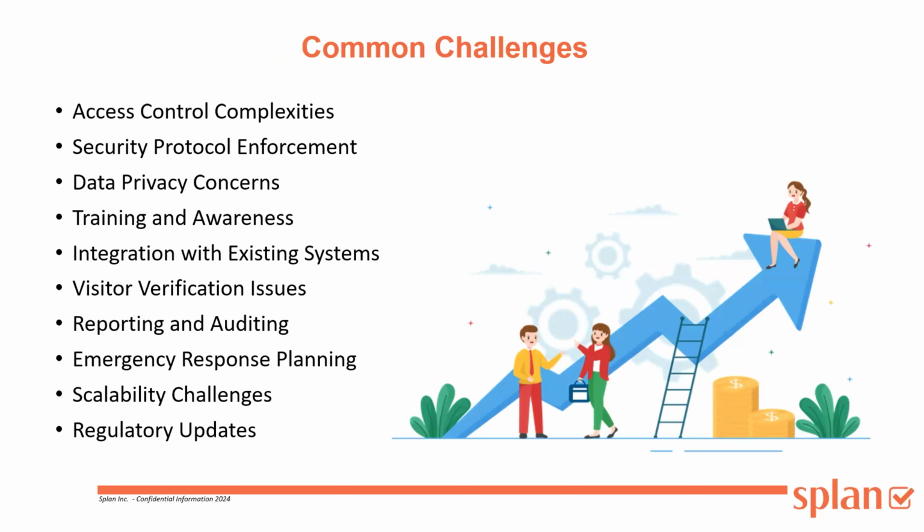So what are some of the most common challenges when deploying NERC CIP certification and compliance standards? It's access control complexities. Access control systems these days can do a lot, but they're very complex, and how do we manage it? Security protocol enforcement: we've seen this throughout multiple verticals. What do we do when we have a security protocol issue, and how do we enforce it? Data privacy concerns: how do we make sure the information we're obtaining is secure? Splan is encrypted not only in transit, but at rest.